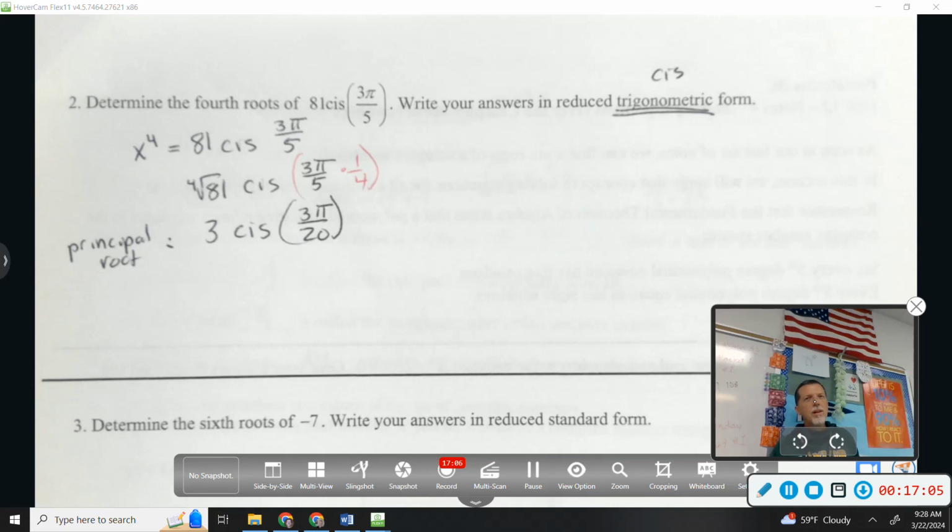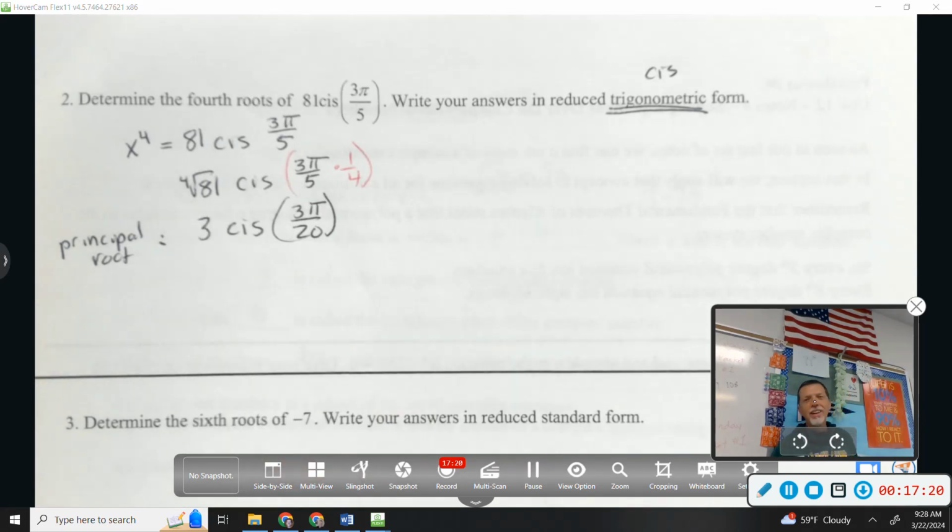Is this calculator? No calculator. So we will give you ones that work. I'm not going to ask you for the fourth root of 80 because I don't know what that would be. Well, you just have to leave it as the fourth root of 80. I'll come back to that in a minute.